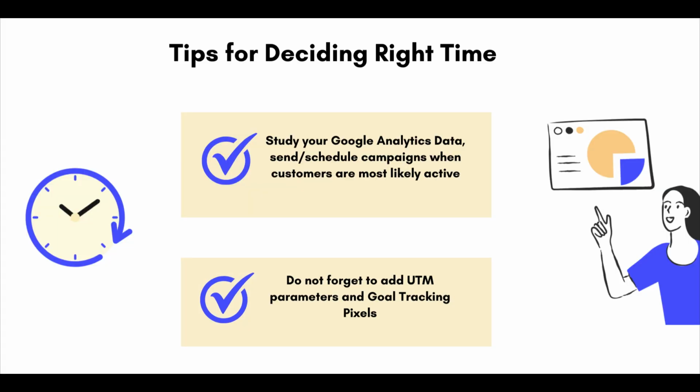Next, timing is everything. Use your Google Analytics data to pinpoint the best days and times to send your notifications. When are your customers most active? Cater to those peak engagement periods.